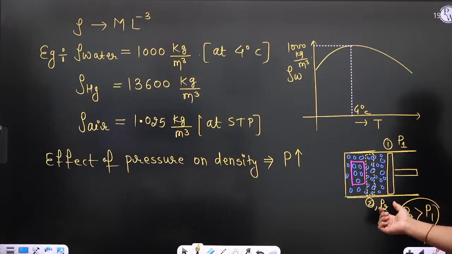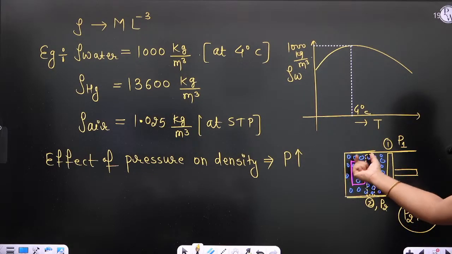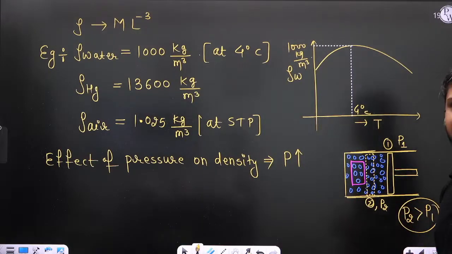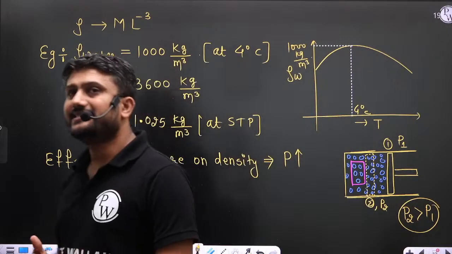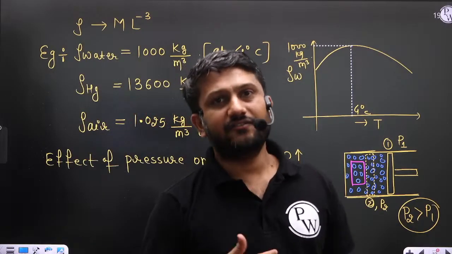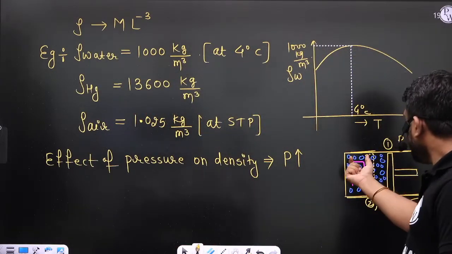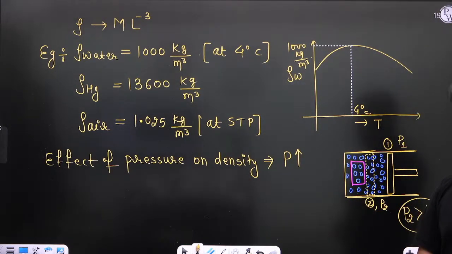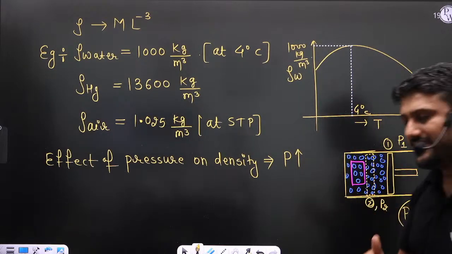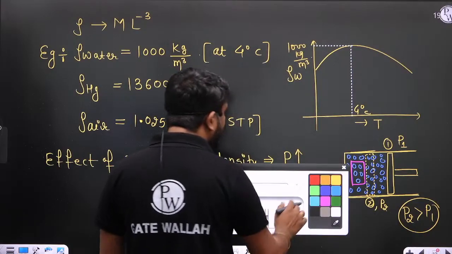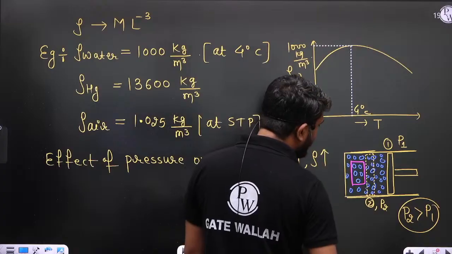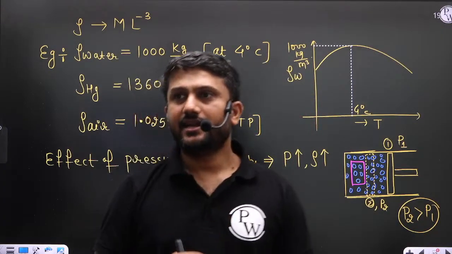Now tell me guys, when the pressure is P2, then in this given volume, whatever volume we consider, the number of molecules will increase, na? If you increase the pressure, then in this volume the number of molecules will increase, and when the number of molecules increases, mass is increased. So in a given volume, mass increases, so definitely the density increases. So when you increase the pressure, density increases.